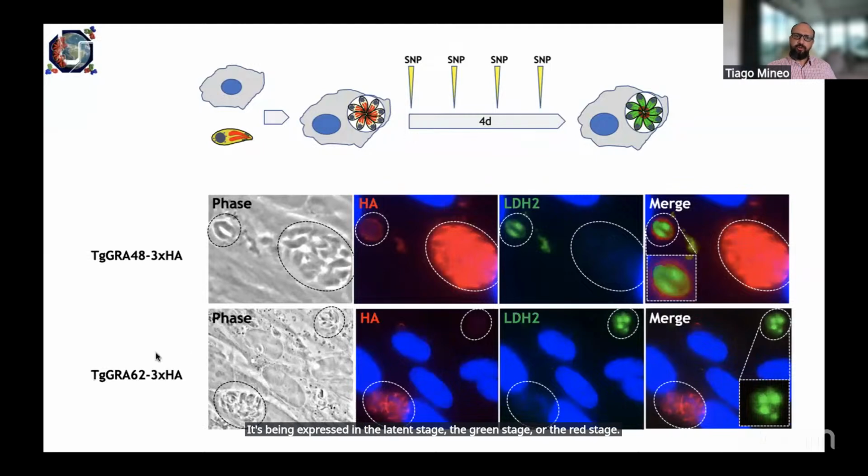And that was not true for the other one, the acute phase protein. So that actually confirmed the RNA-seq study that we looked at. The green parasites do not have the GRA62 expression, but the red parasites, which are not green, right? It's being expressed. So this confirms that chronic stage parasites do express GRA48, active or not. And for GRA62, only active tachyzoites would express it, not bradyzoites, the latent stage form.